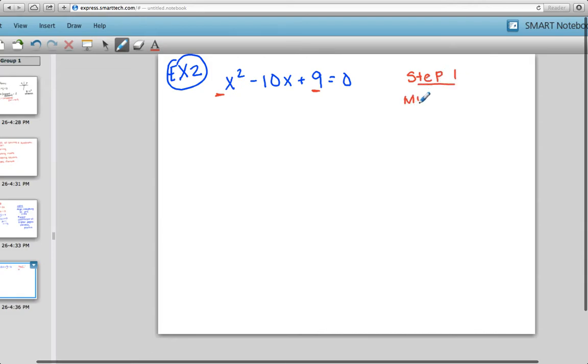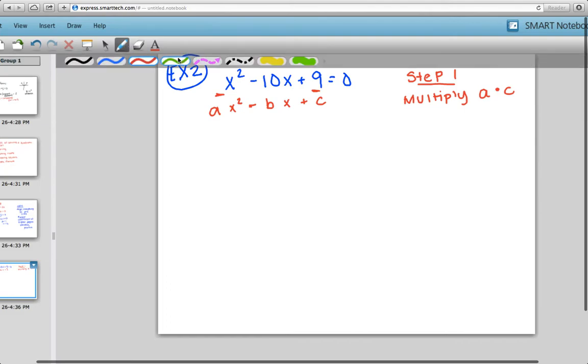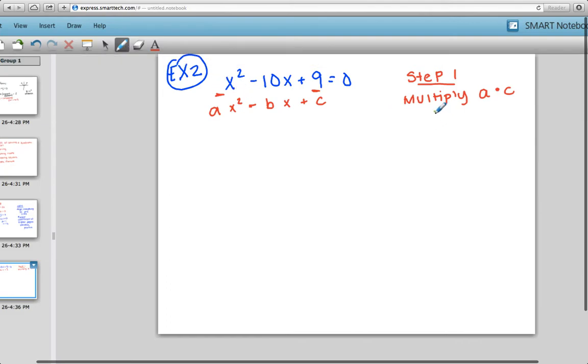is to multiply A times C. Now, if you remember in standard form, this represents Ax squared plus bx plus C, okay? So your goal is to multiply A times C. I'm going to go ahead and do that in green for you. In this case, we would be doing 1 times 9, which just equals 9.